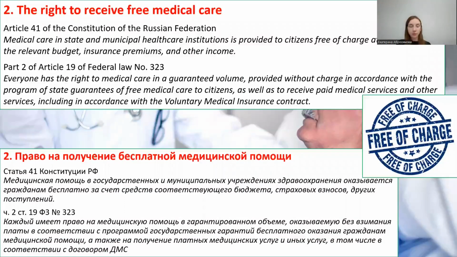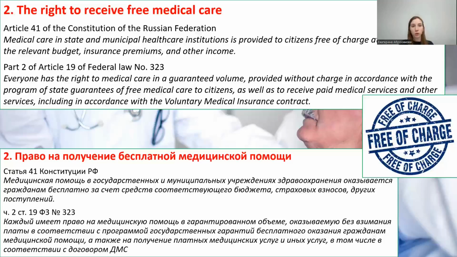The right to receive free medical care. Article 41 of the Constitution of the Russian Federation proclaims that medical care in state and municipal healthcare institutions is provided to citizens free of charge at the expense of the relevant budget, insurance premiums, and other income. In the development of the provisions enshrined in the Constitution, Part 2 of Article 19 of Federal Law number 323 establishes the right of citizens to medical care in a guaranteed volume provided without charge in accordance with the program of state guarantees of free medical care to citizens, as well as to receive paid medical services and other services, including in accordance with the voluntary medical insurance contract.